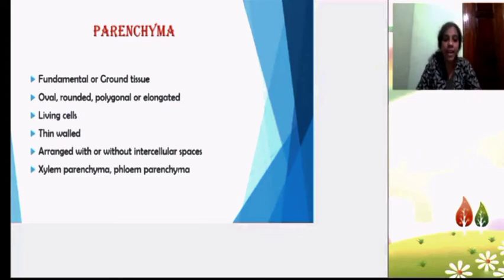Parenchyma. These parenchyma cells are called the fundamental tissues or ground tissues. The shape of the parenchyma cells is oval, rounded, polygonal or elongated. These parenchyma cells are living cells. The cell wall is very thin and they are arranged with or without intercellular spaces. The parenchyma cells associated with xylem are called xylem parenchyma and the parenchyma cells associated with phloem are called phloem parenchyma.